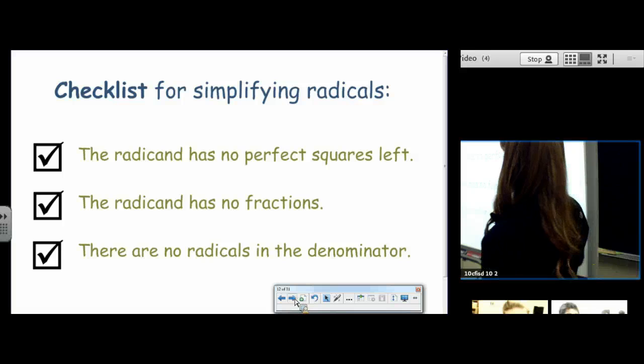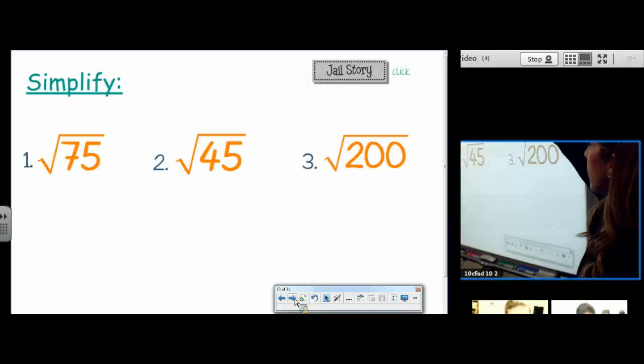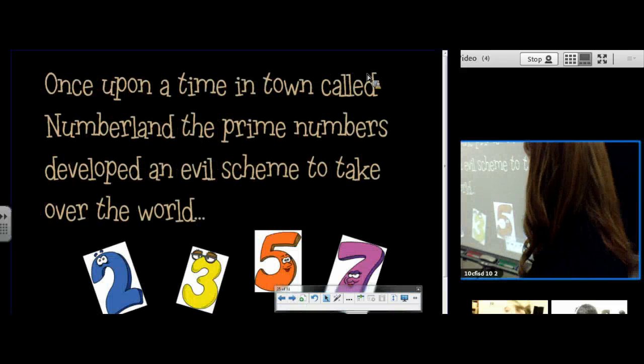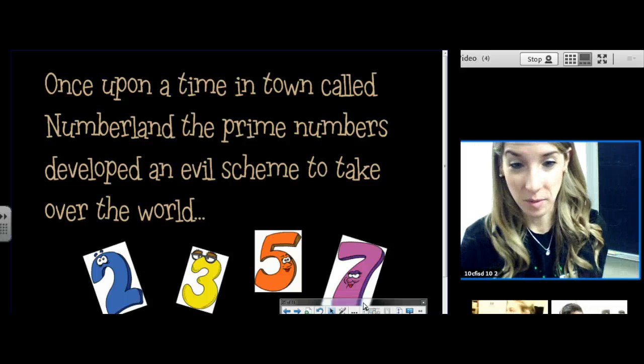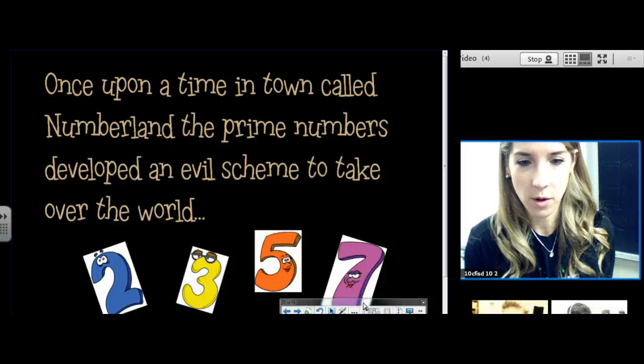All right. So before we start simplifying these, I'm going to give a little story just because it's fun. If this helps you, great. If it doesn't, then you can ignore it. Okay. Once upon a time in a town called Numberland, the prime numbers developed an evil scheme to take over the world.